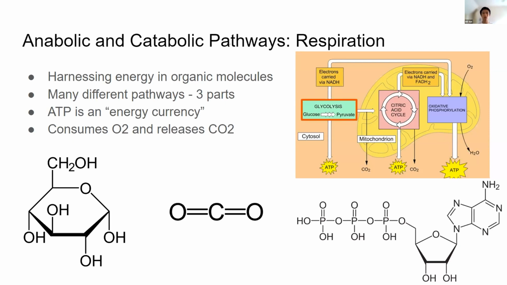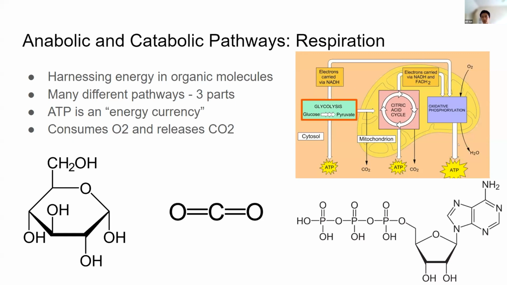One of the most important pathways found in every cell is a pathway called respiration. This is a catabolic pathway, which means we're breaking down a molecule. The purpose of respiration is that we take an organic molecule, like a sugar. The most basic form is usually glucose, right? And we break down the chemical bonds and turn it into a form of energy which we can use. That's the basic idea behind respiration.